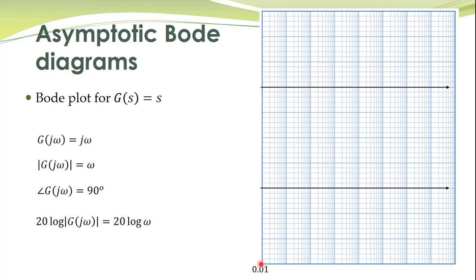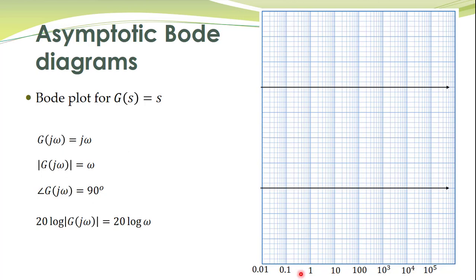You will have to start it from some non-zero positive number. Let's say we start it from 0.01. What is next? This will be 0.02, next will be 0.03, and so on, and this will be 0.1, and next this will be 0.2, 0.3, and this will be 1, and so on. So the frequency from here up to here is called 1 decade.